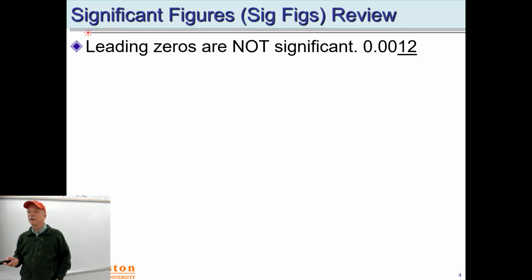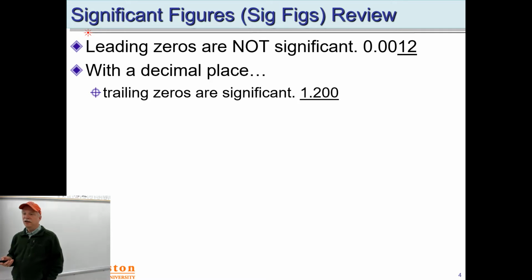And so the leading zeros are not significant. They have no meaning to this precision of the data. So if you have this number, where does the uncertainty lie? It lies in that last digit. So the overarching principle is we keep all the certain digits and one uncertain digit. And we call those significant figures.